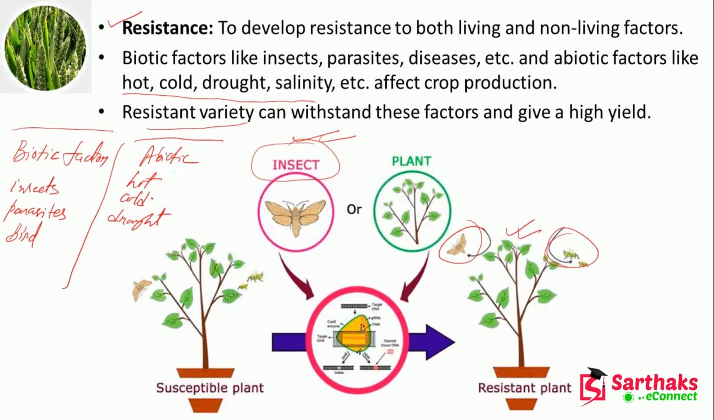Because if they spoil our crops, at that time we are not able to cultivate a huge number of crops, so the yield will fall. So what we have studied here is that whatever variety we are growing after the research, that crop should be resistant to the abiotic and biotic factors. Okay.